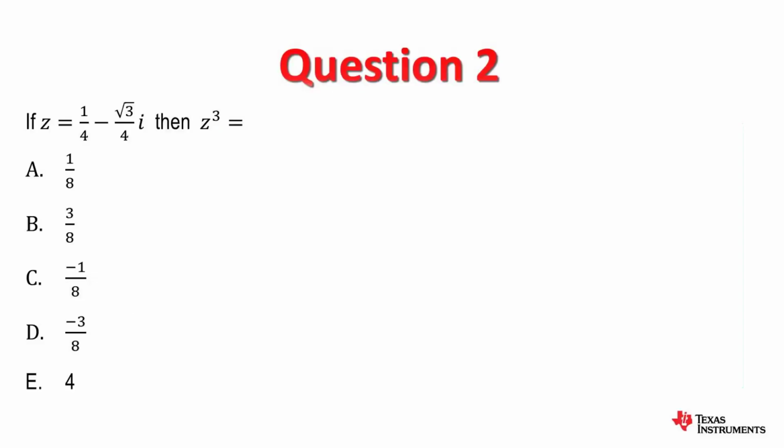Okay, let's look at another question. We have a complex number where the real part is 1 over 4 and the imaginary part is negative root 3 over 4. Then z to the power of 3 would equal what value? Now this again can be done straight away on the CAS. So let's see how we can do it on the CAS.